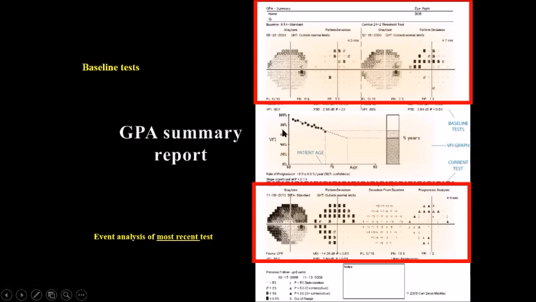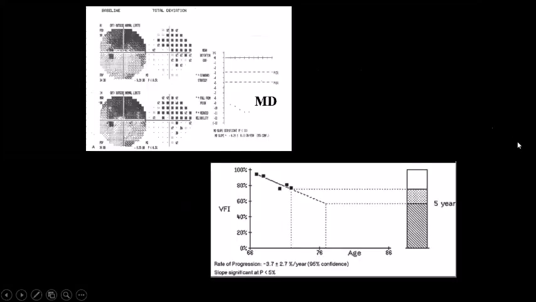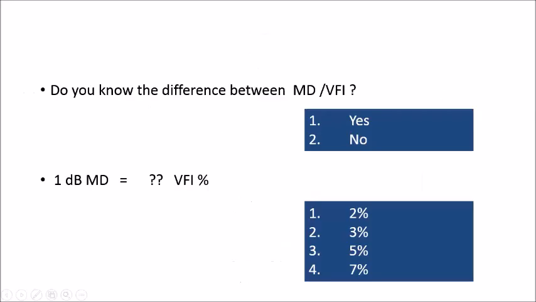And in this area, you have the trend analysis or the glaucoma progression line. Event analysis depends on checking points, and you can get changes shown after 4 or 5 fields, while the trend analysis, the visual field index, needs a higher number of fields. The trend analysis can be done over time using the mean deviation or using the field progression analysis. Now, question: do you know the difference between the mean deviation and the visual field index? Almost half will say yes, half will say no. I'm going to mention it quickly.